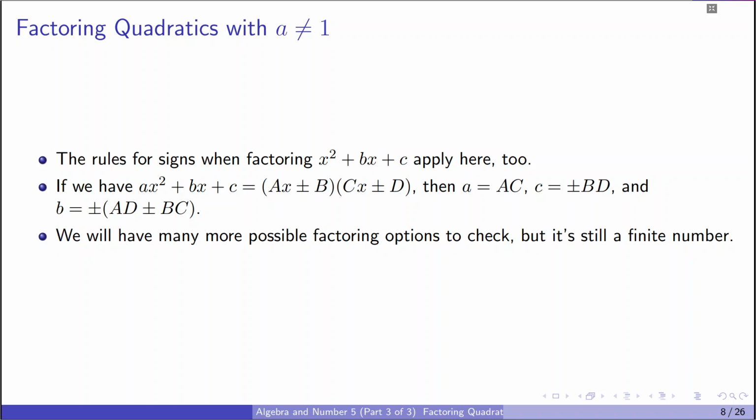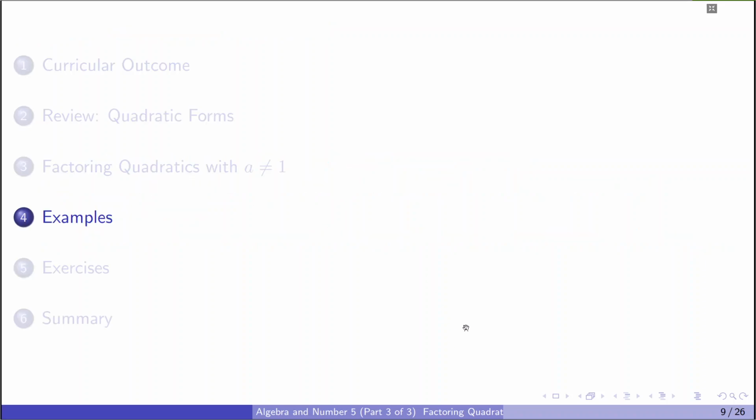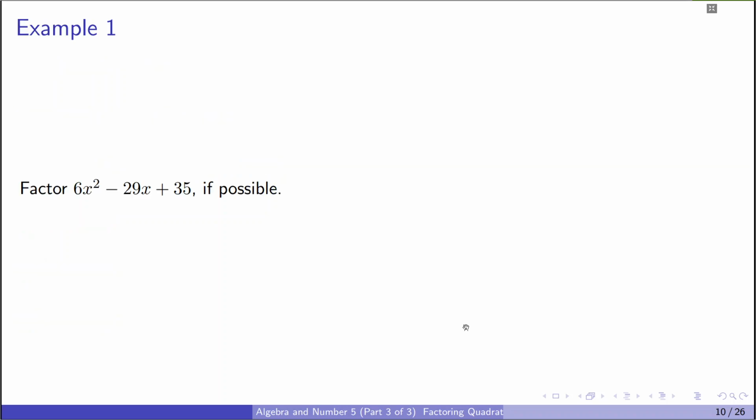We'll still have many more possible factoring options to check, but it's still finite. So previously we just had to find factors of lowercase c that would either add or subtract to make b. Now we have to deal with factors of a. Let's look at some examples.